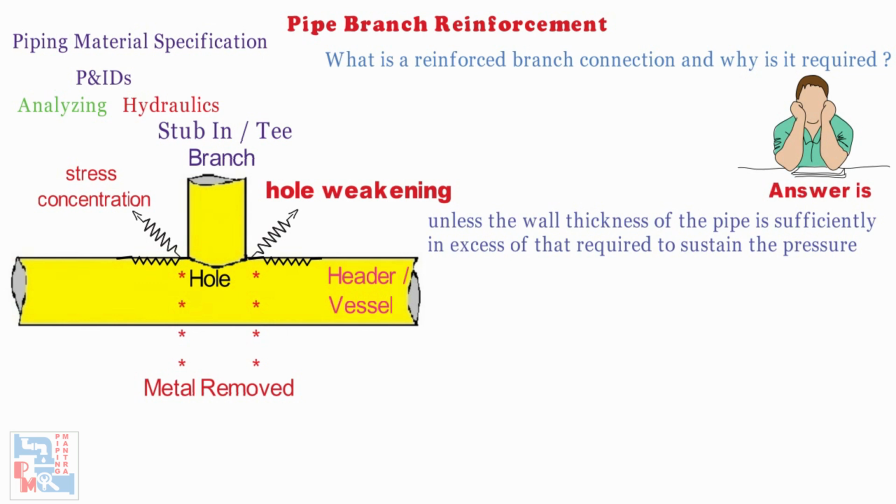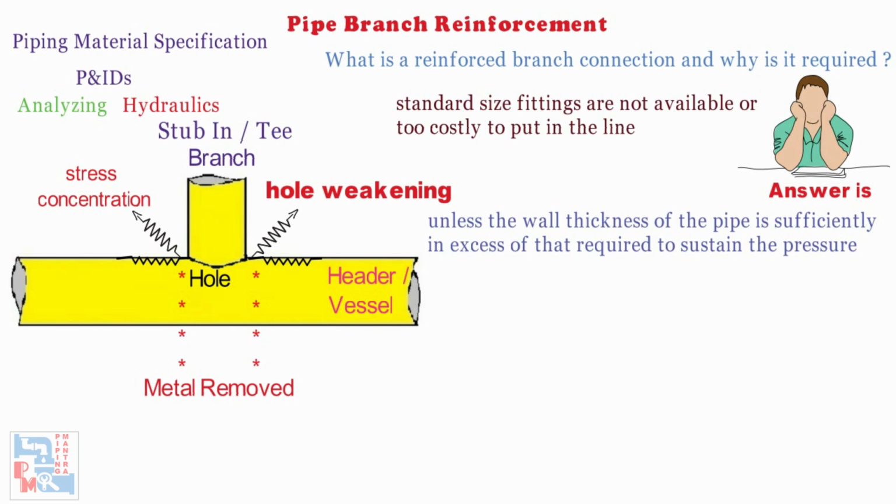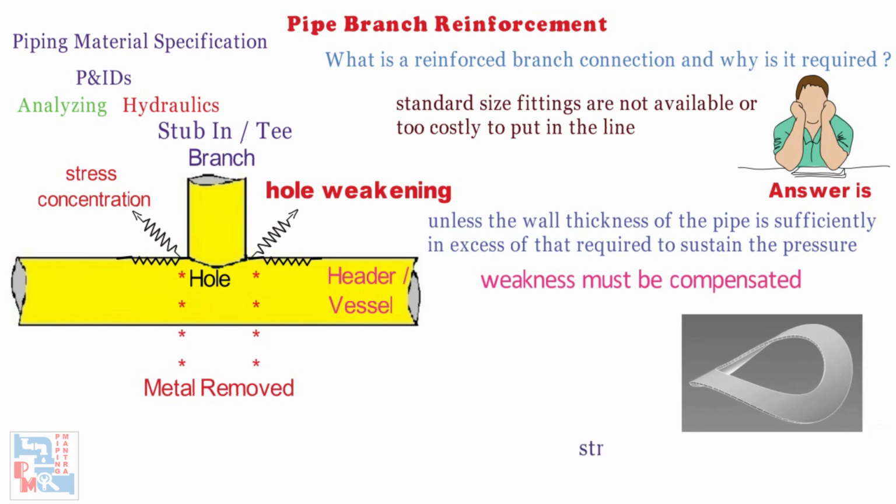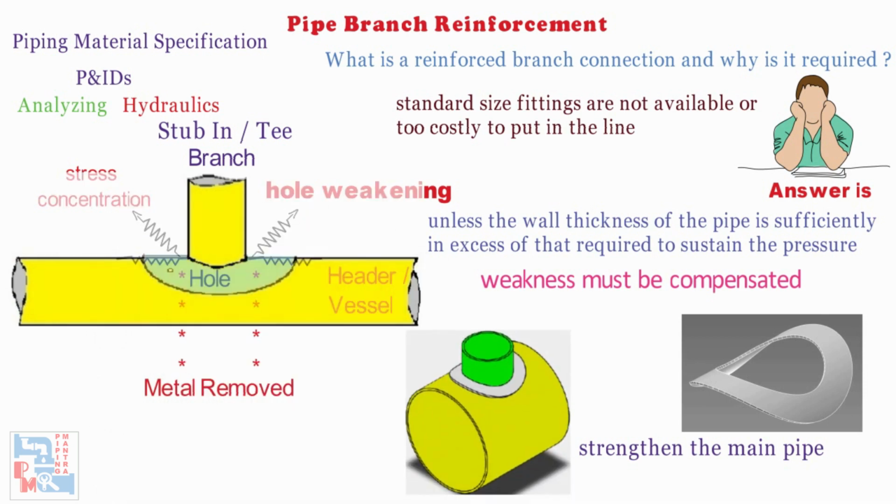This situation arises when we have to have a branch at a place where either standard size fittings are not available or too costly to put in the line. In critical systems, this weakness must be compensated and can be restored with a reinforcing pad to strengthen the piping branch connection or the pressure vessel nozzle. This is what we call a reinforced branch and is required to strengthen the main piping straight run.